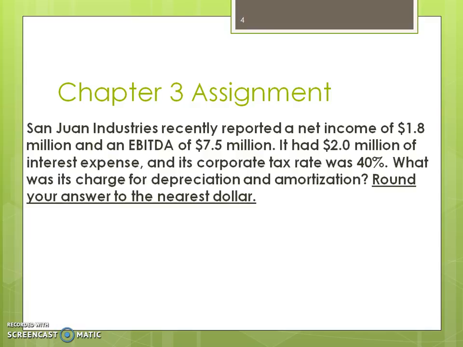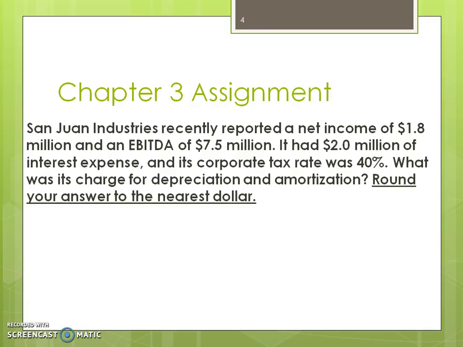All right, so San Juan Industries recently reported a net income of 1.8 million and an EBITDA of 7.5 million. It had 2 million of interest expense and its corporate tax rate was 40%. What was its charge for depreciation and amortization? Round your answer to the nearest dollar.